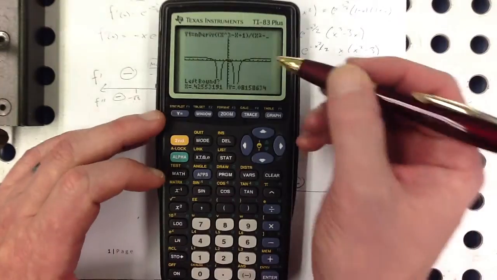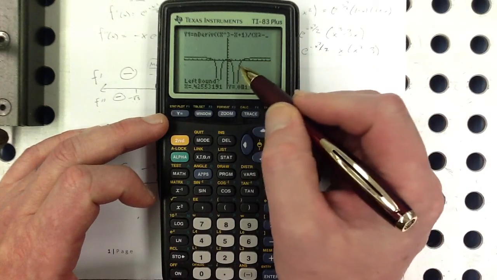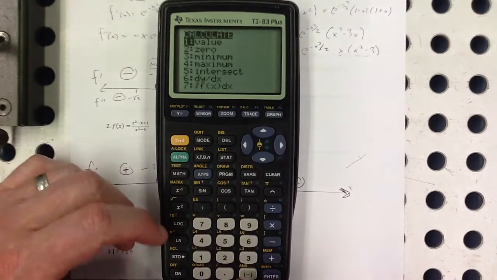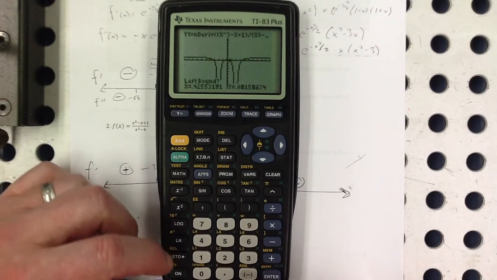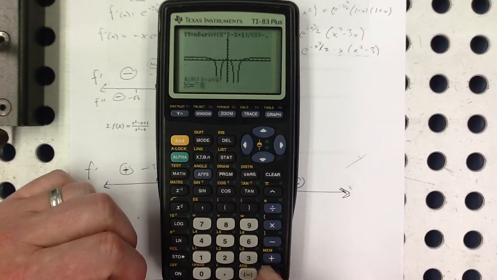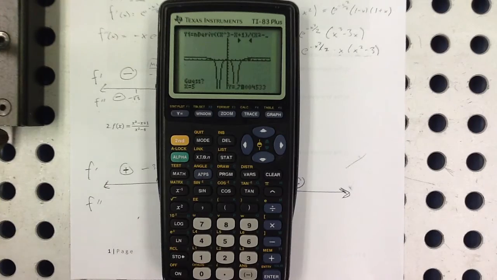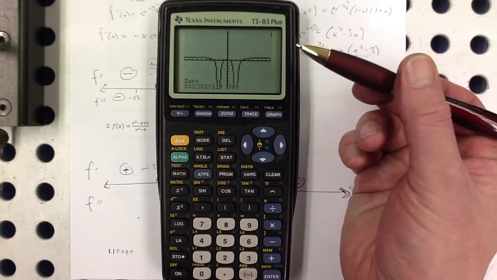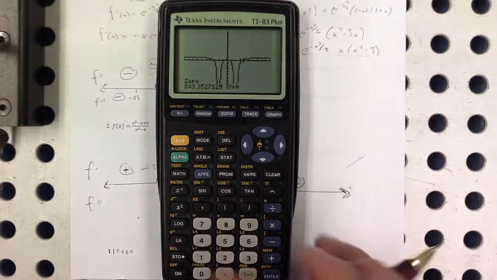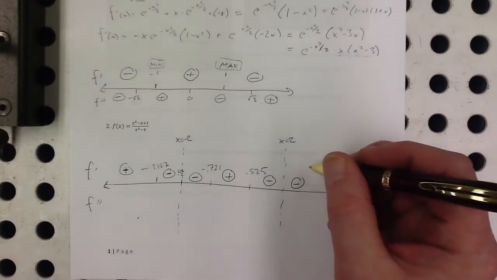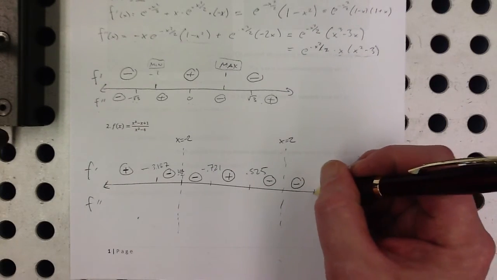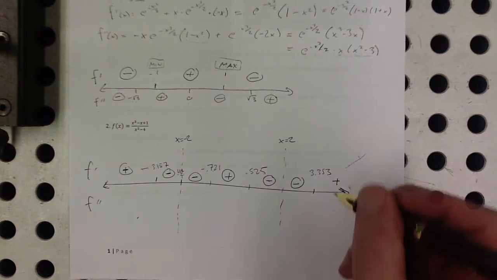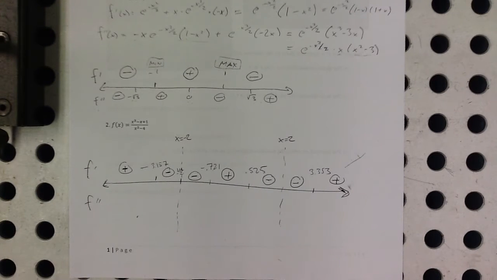Last 0 that I need to find. 1, 2. So let's say between 3 and 5 anyway. So second calculate 0, left bound between 3 and 5, it looks like. There it is, 3.353. That's here, 3.353, and then it's positive again after that. Whew, that was a lot of work, right?